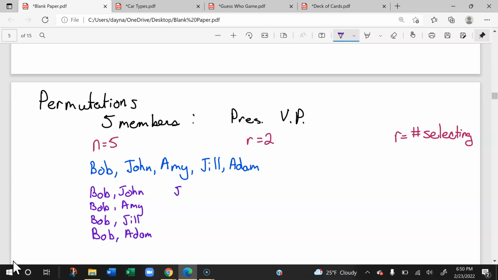Then I could actually do the same thing selecting John for president. Bob could be vice president. These 2 things are actually different because in this case, Bob was president and John was vice president. Here, John is president and Bob is vice president. So these 2 things are not the exact same. So you notice how this is going through.